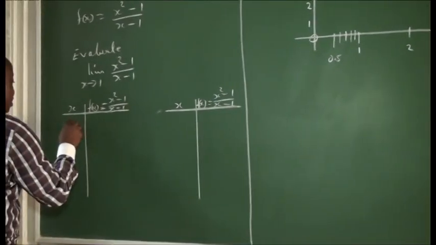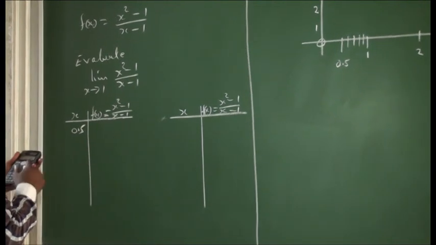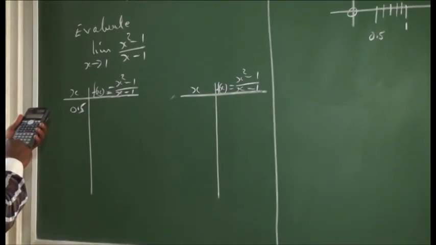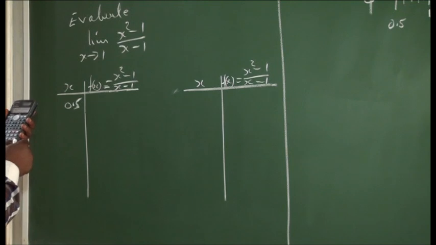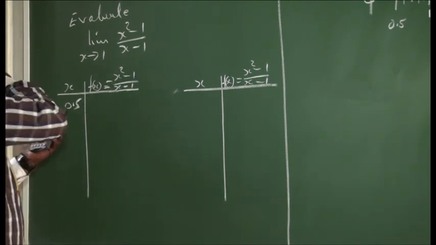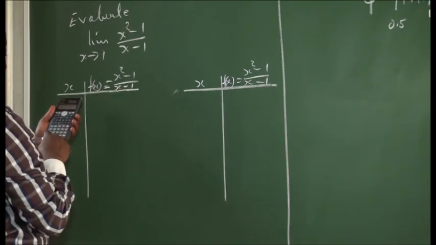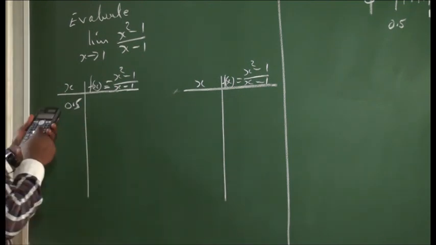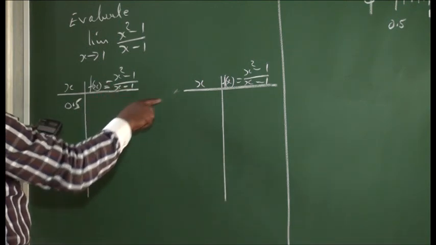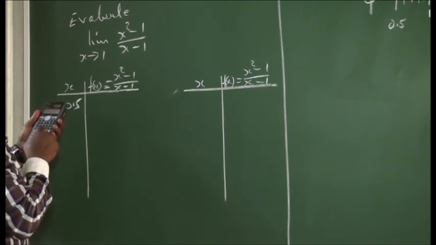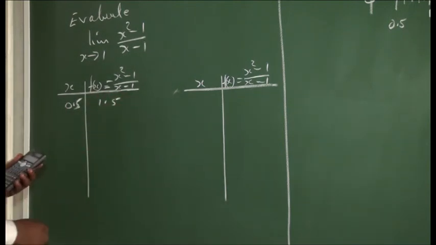When x is 0.5, we put 0.5 squared minus 1, which gives us minus 0.75, then divided by 0.5 minus 1, which is minus 0.5. So it will give us 1.5.